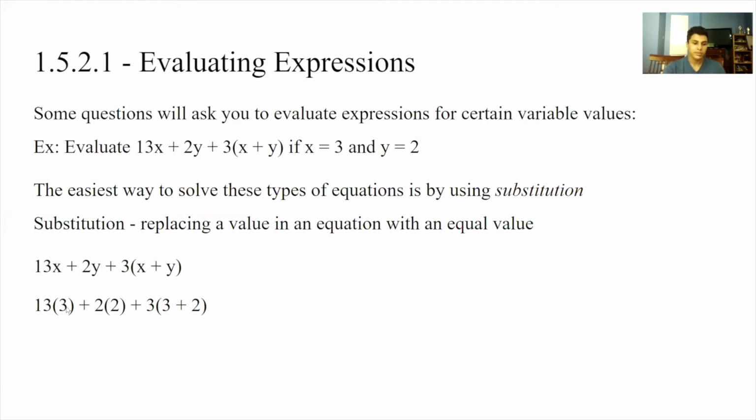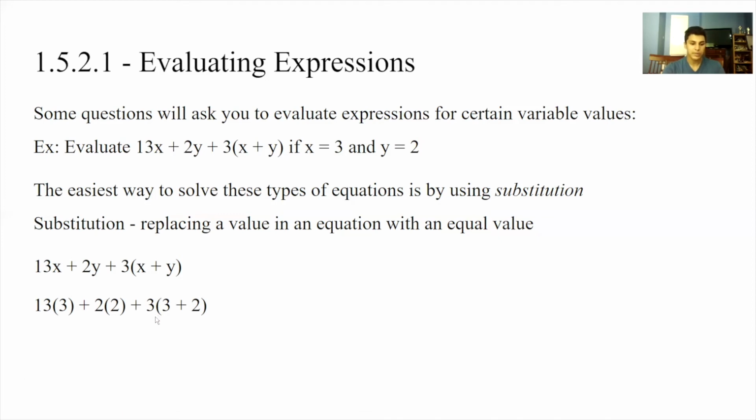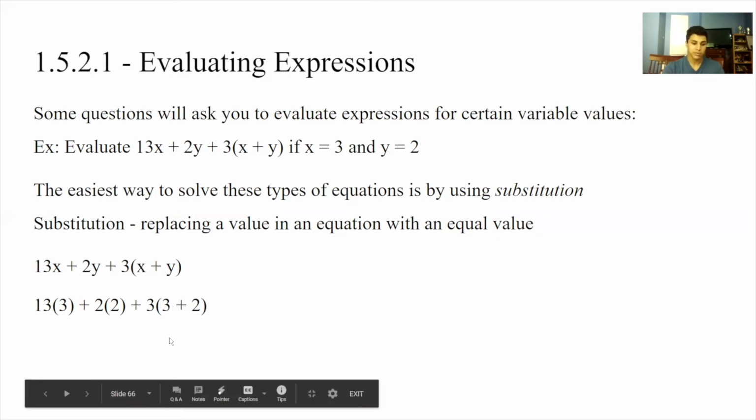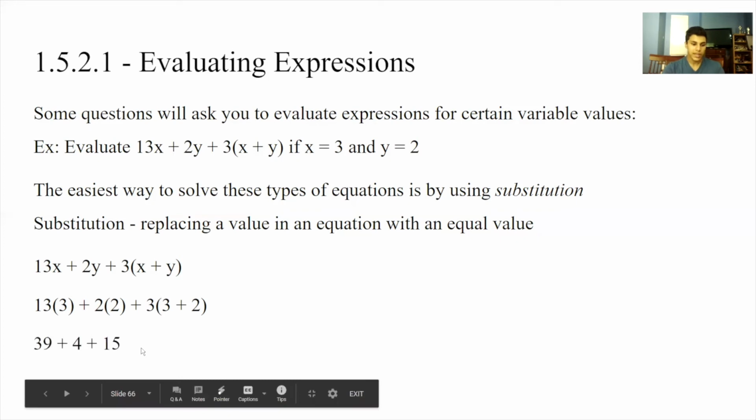So I have 13 times 3, because x is 3, plus 2 times 2, because y is 2. Then finally plus 3 times (3 plus 2) in parentheses, because x plus y is the same as 3 plus 2, since x equals 3 and y equals 2. And then from there, it's just simple arithmetic. You just have to simplify the equation down. So I turn it into 39 plus 4 plus 15. And I simplified this down just pretty quickly. 3 plus 2 is 5, times 3 is 15. And then all I have to do is finish adding that to get my answer of 58.